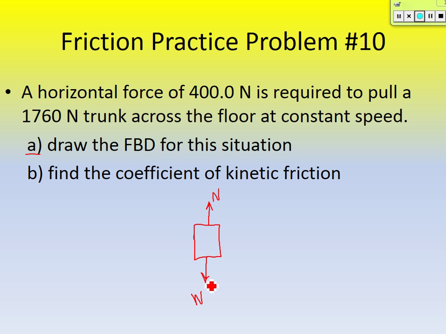Very good. Thanks. Okay, and it said we had a horizontal force of 400 newtons. What do we call that force? Force applied. Good. That's force applied. And it's equal to 400. So I want you to put that 400 newtons by force applied. Okay.